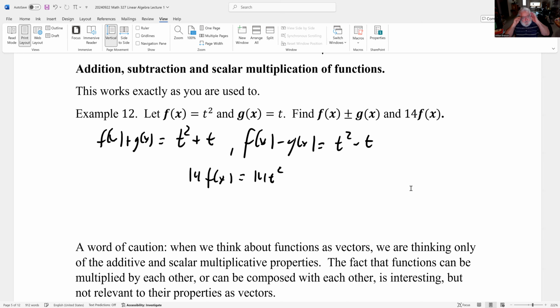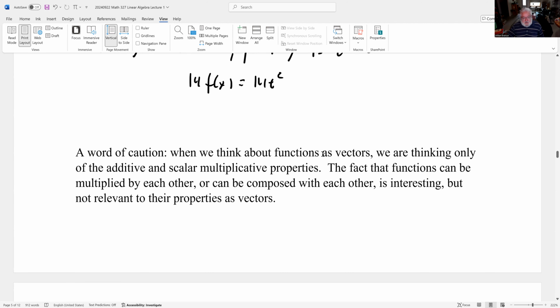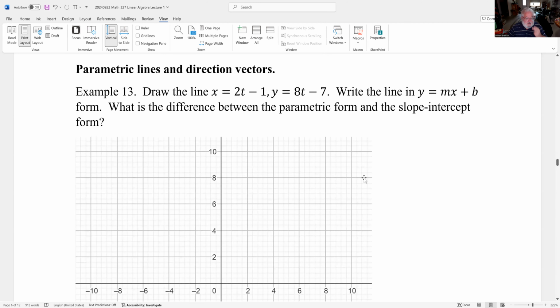And this is just nothing new. It's just how you add, subtract, and multiply functions. There is no good geometric equivalent of that. And when we think about functions as vectors, we're only thinking about adding and scalar multiplying, right? Functions can be multiplied by each other. They can be composed with each other. There are lots of neat things you can do with functions, but that's not really relevant to their properties as vectors. Okay, so parametric lines and direction vectors.